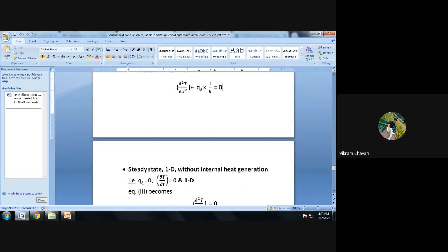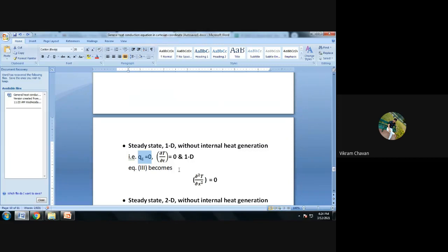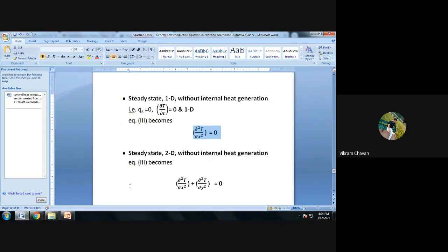Further, we have considered the steady state one dimensional equation without heat generation. Steady state means del t divided by del small t is equal to 0. One dimensional means only one coordinate we have to consider, and no internal heat generation means q suffix g is equal to 0. After applying this to equation number 3, we get this equation. Further, we have considered the steady state two-dimensional equation without heat generation.